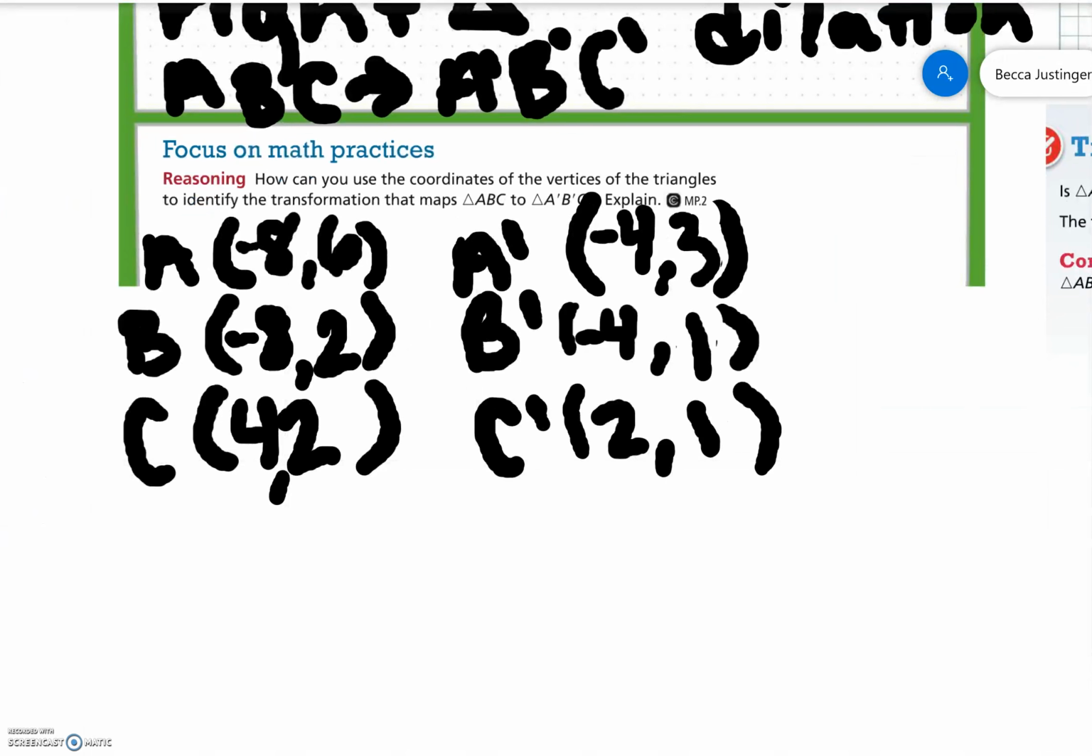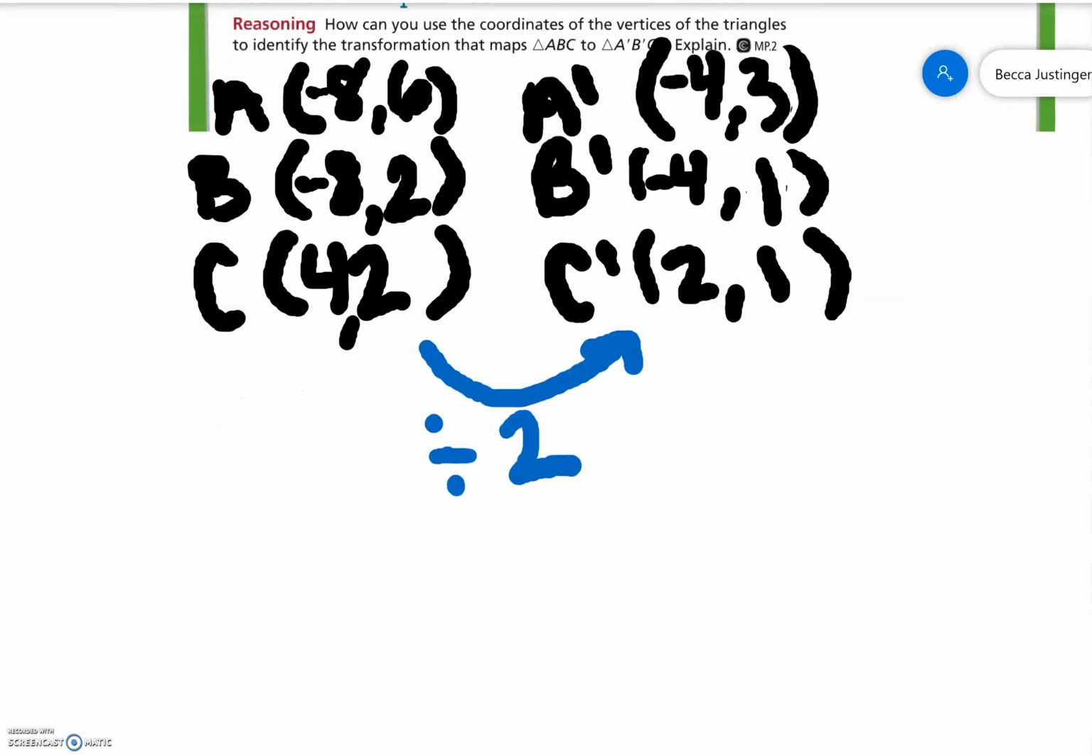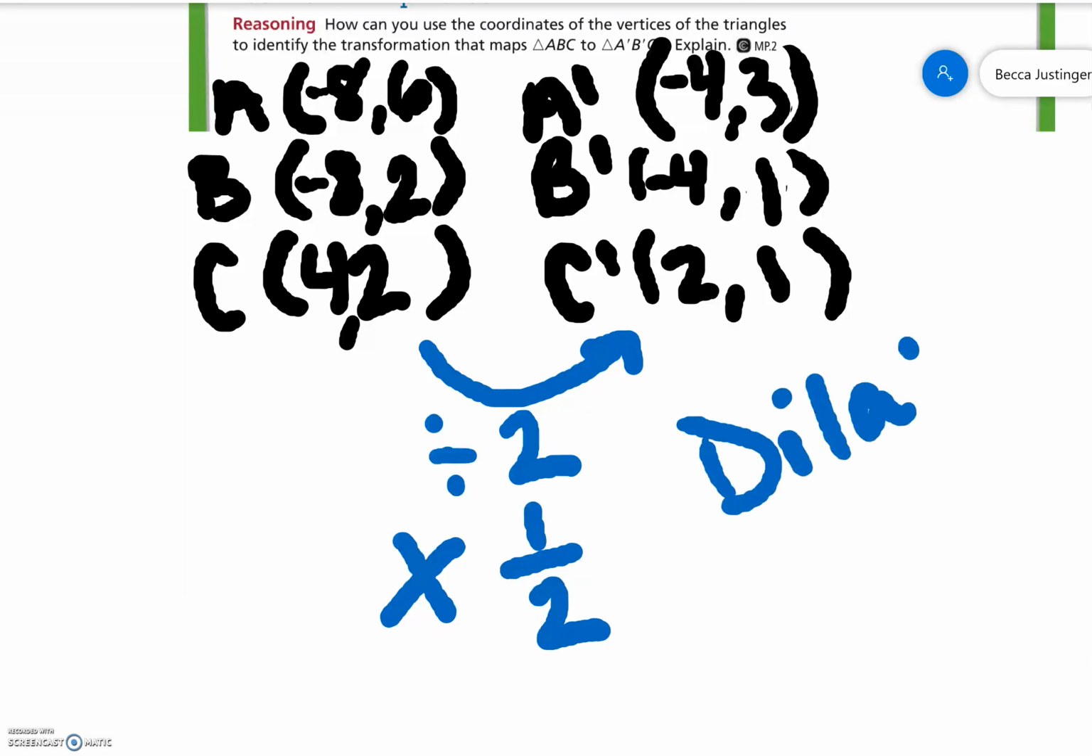So, can we see a pattern? How do we get from the x and y values of A, B, C to the x and y values of A prime, B prime, C prime? A lot of you might say divide by 2. Remember, whenever we're doing a dilation, we're always multiplying. So dividing by 2 is the same thing as multiplying by 1/2. So it's a dilation. More specifically, is it an enlargement or reduction? Reduction.